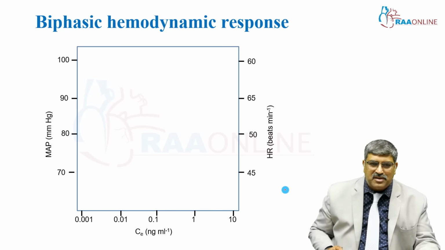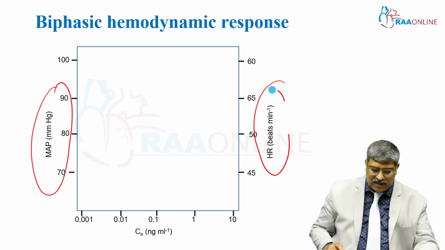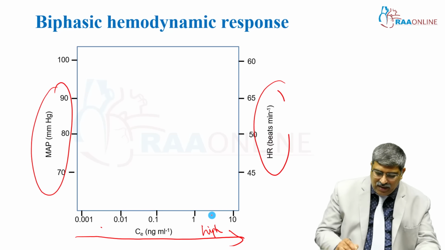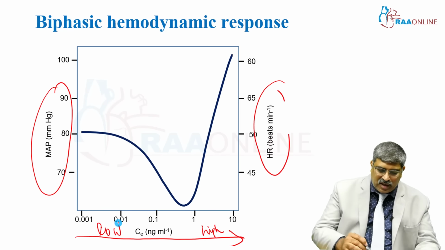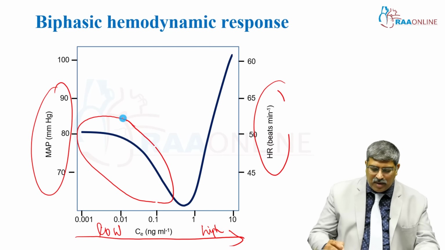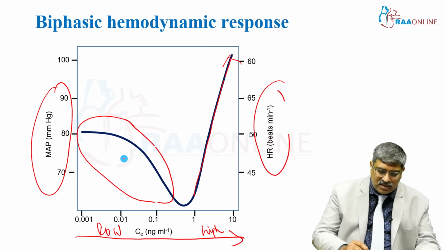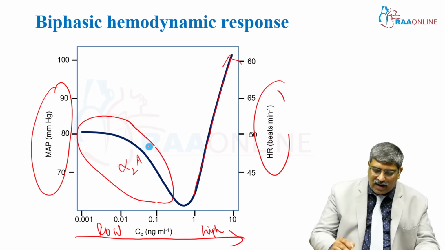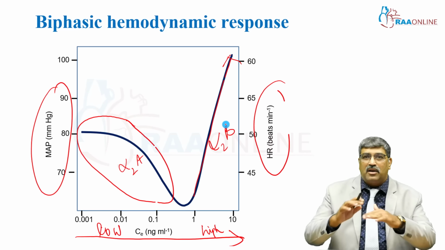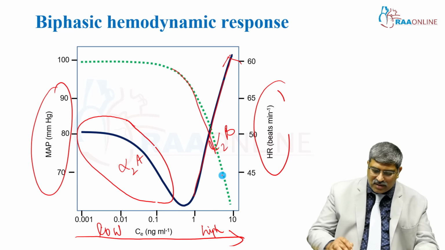What is this biphasic response? You have mean arterial pressure this side, the heart rate on the other side, and this is the concentration. This is low concentration, this is high concentration. Now, with regard to blood pressure, at low concentration, there is hypotension, and at high concentration, there is hypertension. This is alpha-2A and this is alpha 2b. At high concentration, it stimulates alpha 2b and causes hypertension. But the heart rate at high concentration comes down.